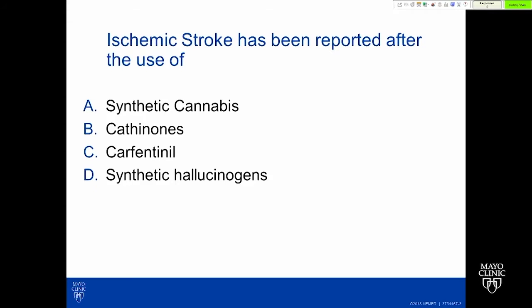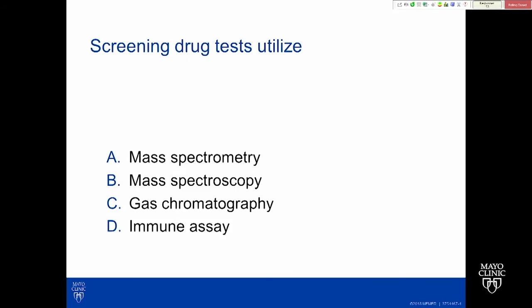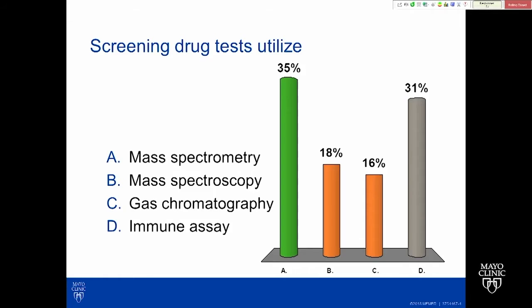No conflicts. So, ischemic stroke has been reported after the use of synthetic cannabis, cathinones, carfentanil, synthetic hallucinogens. Okay, so a spread, in England we would call it many learnings to be had here. Screening drug tests utilize mass spectrometry, mass spectroscopy, gas chromatography, immunoassay. So this is how you write multiple choice questions. Okay, well, same here, learnings to be had.